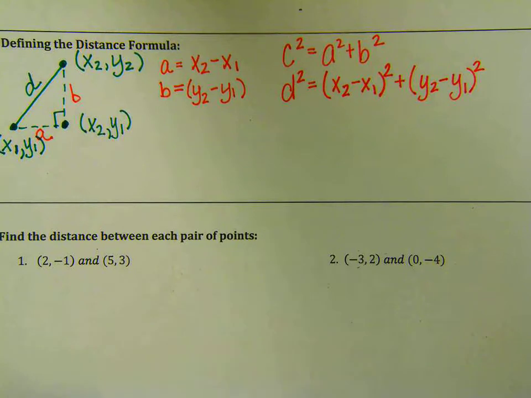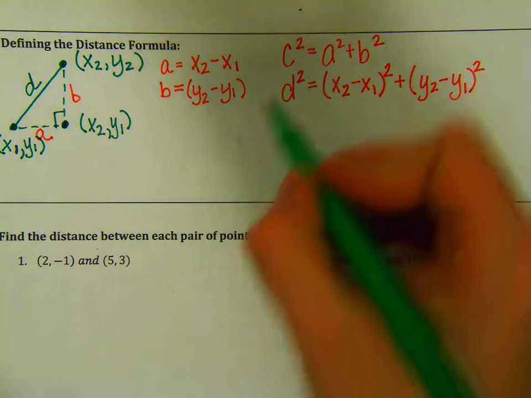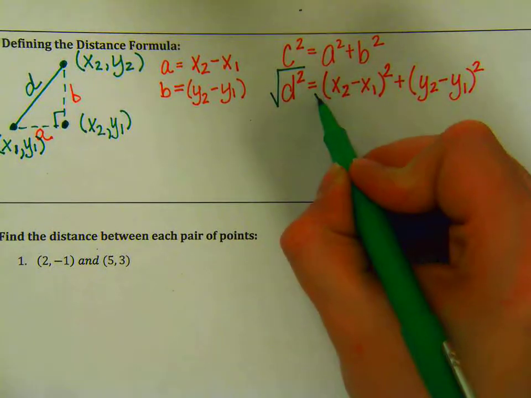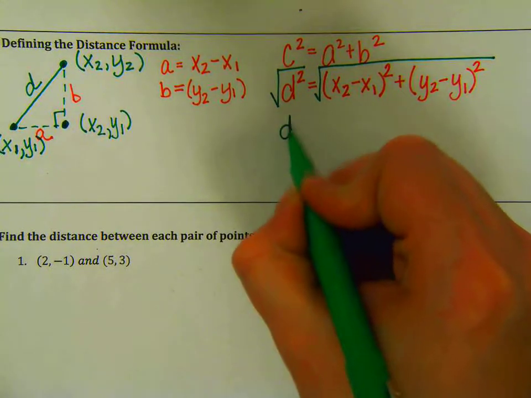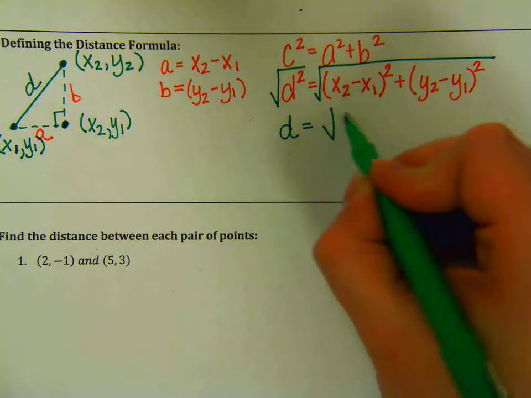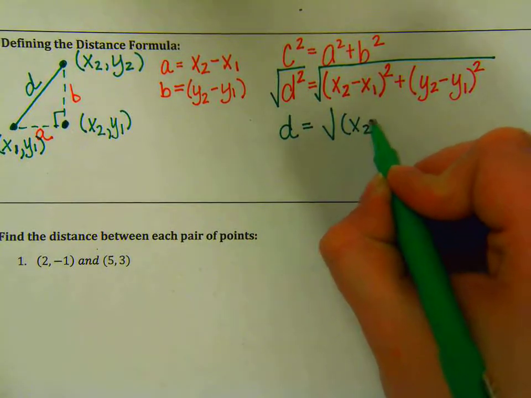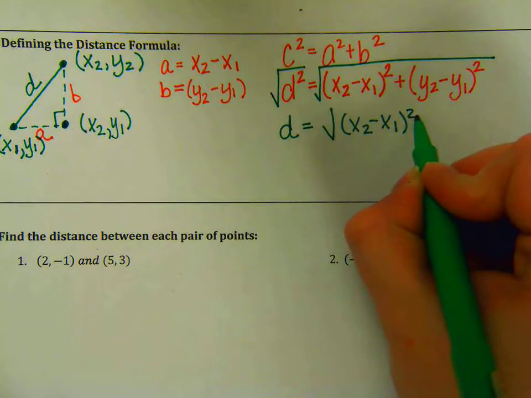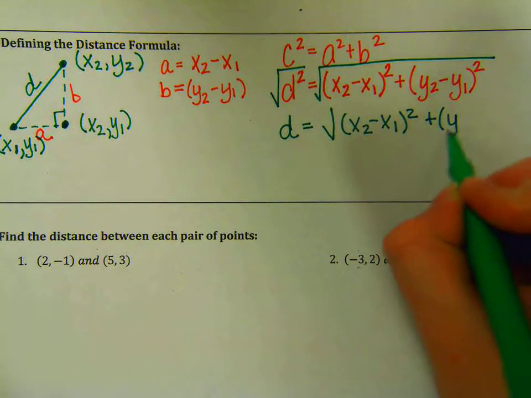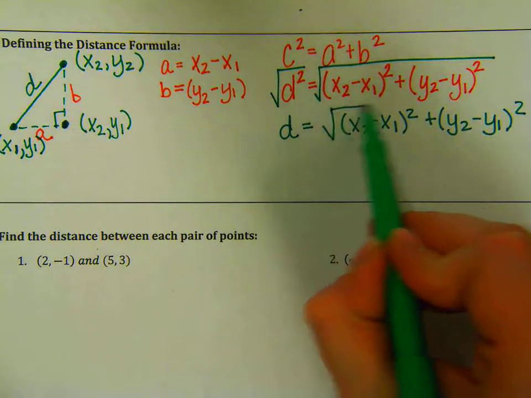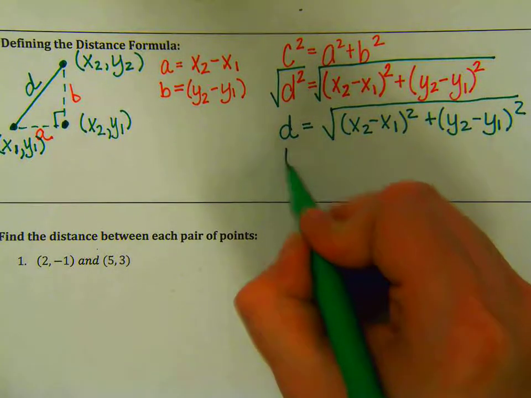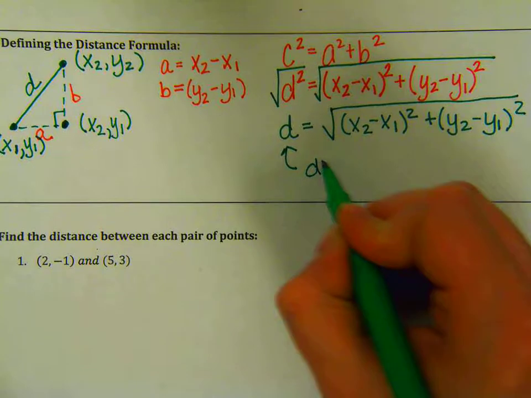And just like in the Pythagorean theorem problem that we were just doing before, you need to take the square root of both sides. So I get D is equal to the square root of (x2 minus x1) squared plus (y2 minus y1) squared. And that's the formula that you're going to use for distance.